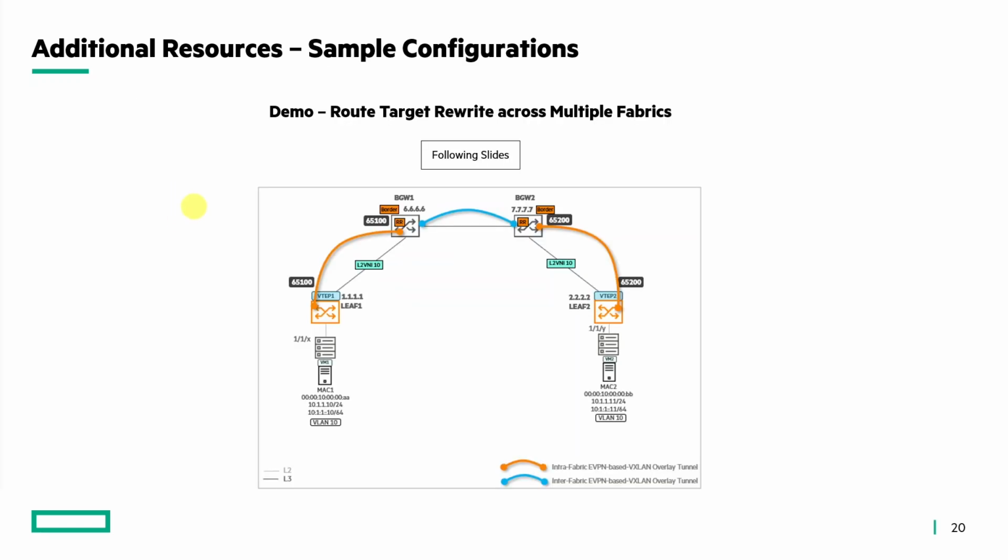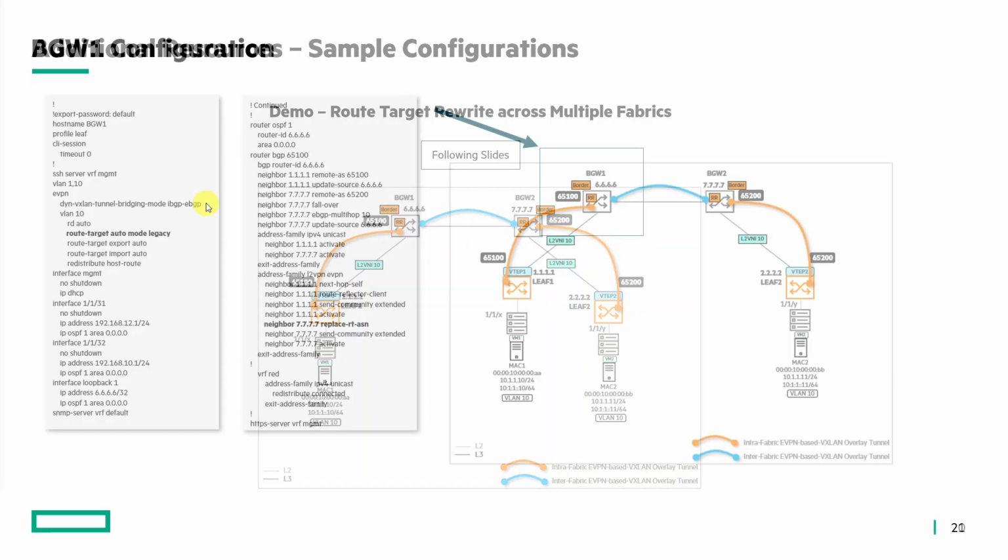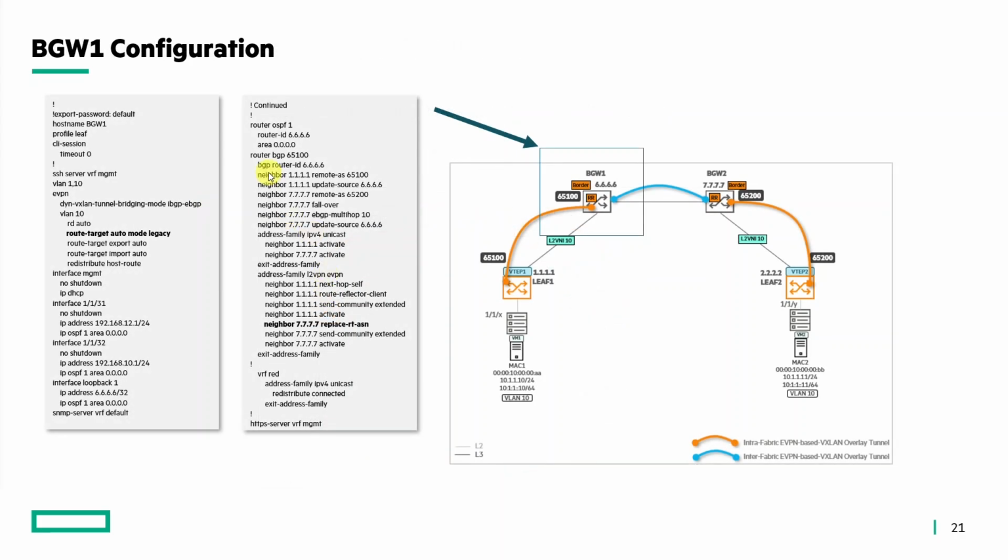And to help with spinning up any environments that demonstrate these features, I've also included the configurations from the demo environment. So each of the routers that you see here, I've provided the configurations on the following slides. So we'll just pause here for a moment. So this is Border Gateway 1. You can see the auto mode legacy commands and then the replace RTASN commands from the neighboring router here.